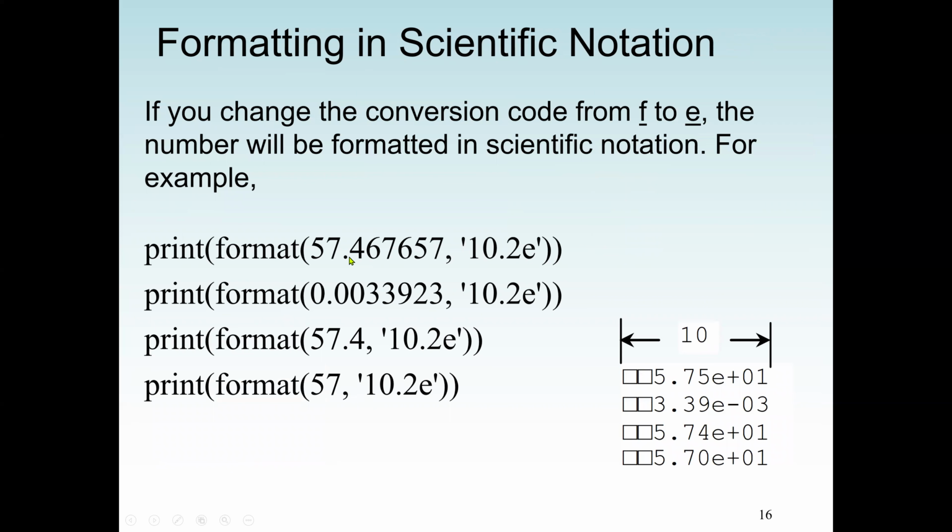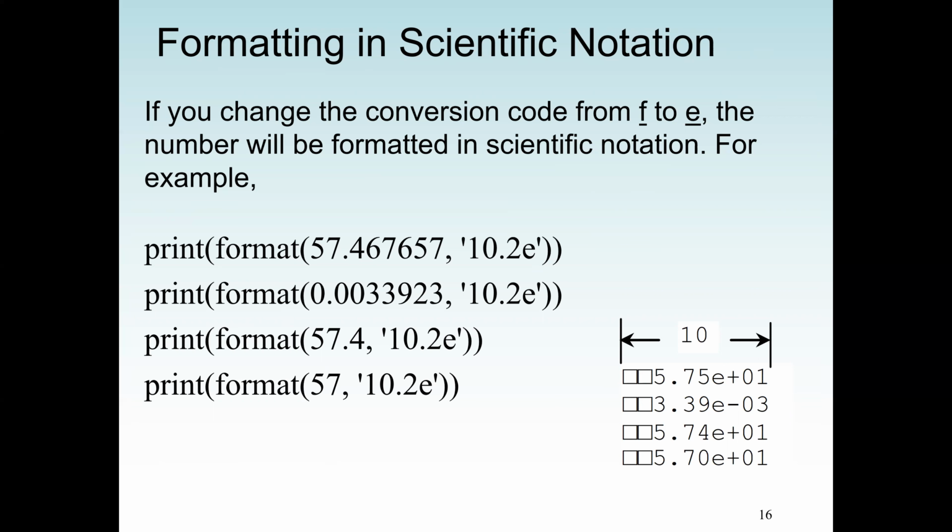So this is another example. Here, if you change the conversion code from F to E, the number will be formatted in scientific notation. We have the same value again, but this time instead of 10.2F, which is float with decimal places, we say 10.2E, which is scientific notation. With 2 decimal places, we can see 5.75, but this time we are using E plus 0. And all the digits will be 10, including the plus also.